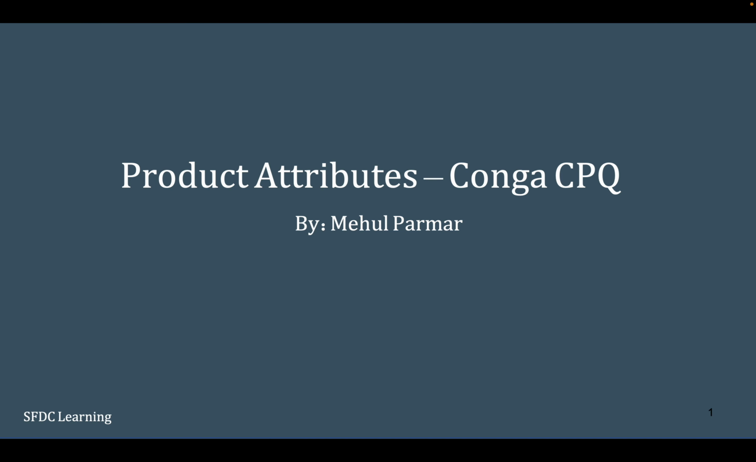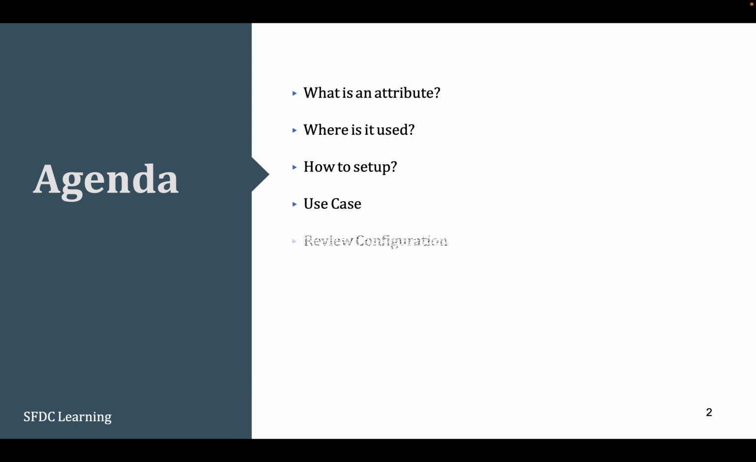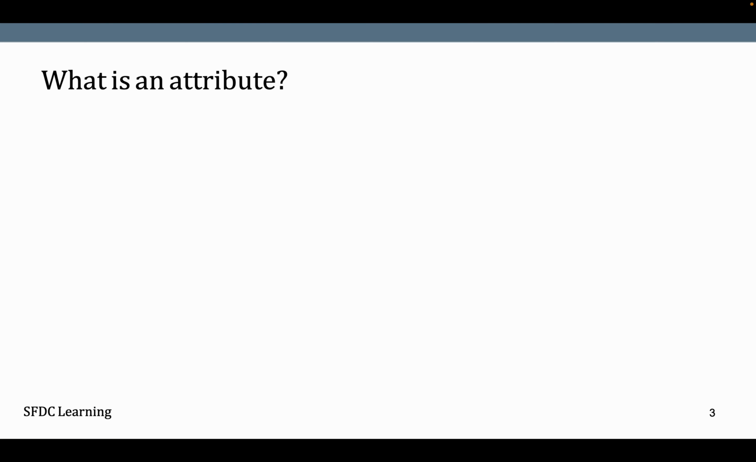In my previous video in Conga CPQ, we have seen how we can define a bundle specific price for an option. Today we are going to learn another concept in Conga CPQ which is called product attribute. So here is the agenda. What is an attribute? Where is it used? How to set up an attribute? A use case, and we'll review the configuration. This is the whole agenda that we're going to see today in 10 minutes.